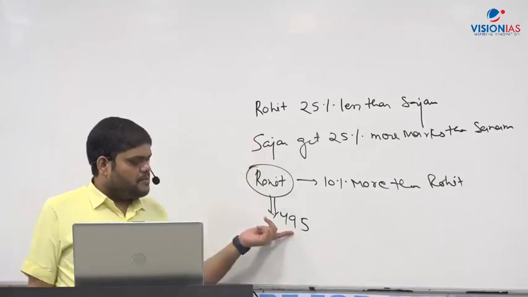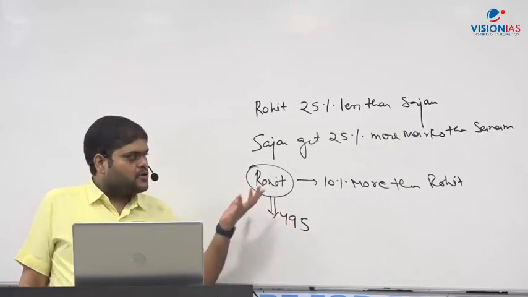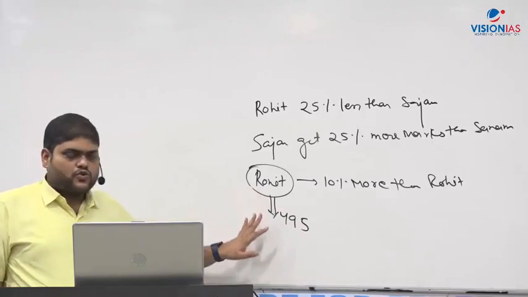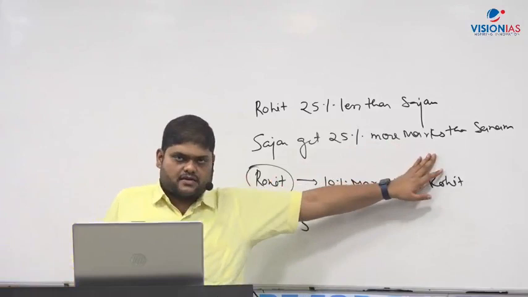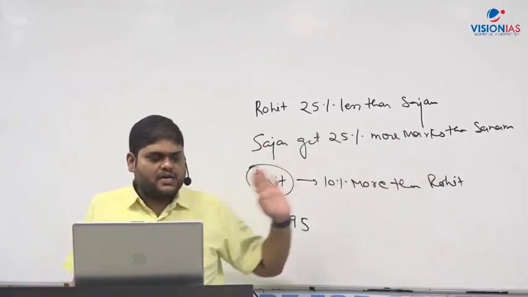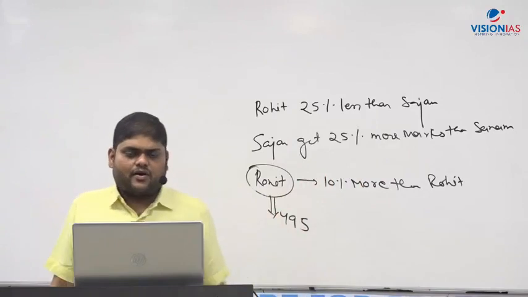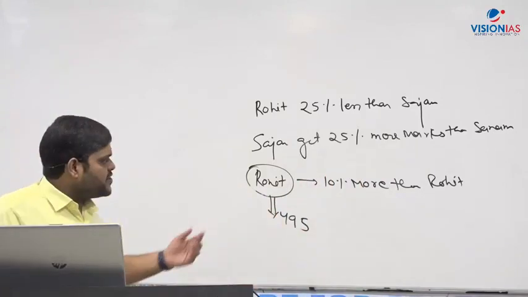I hope the question looks a bit dubious, because I'm not getting what exactly they are asking. Hopefully they are asking with respect to Ronit, how much percent of marks Sanam gets. Hopefully they are asking this question. Now I hope you can solve this kind of problem.